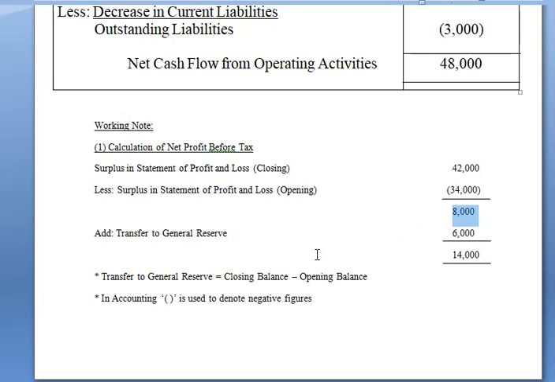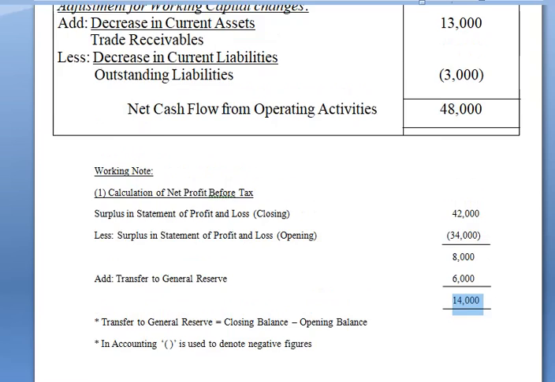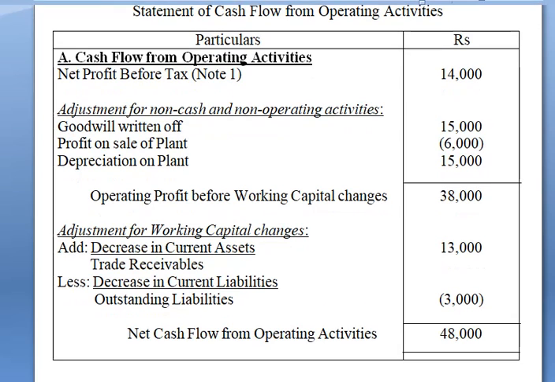As you can see here, there is an increase in the general reserve also. Previous year it was 12,000 and this year it was 18,000. So it has increased by how much? 18,000 minus 12,000, 6,000. So this 6,000 is treated as transfer to general reserve. Together it will be 14,000. So this 14,000 is the net profit before tax, which means the profit before the payment of tax.